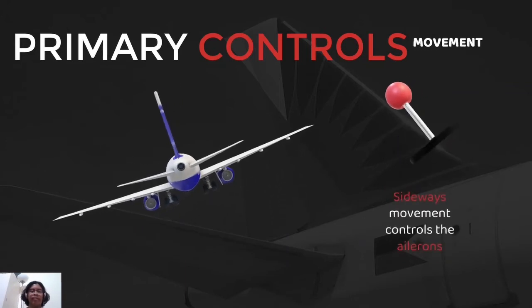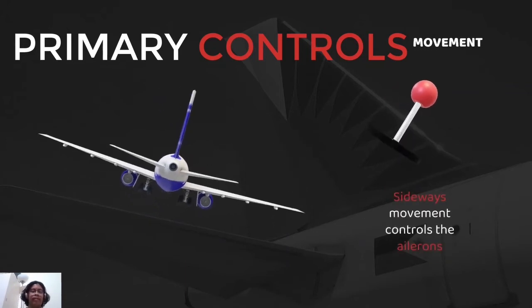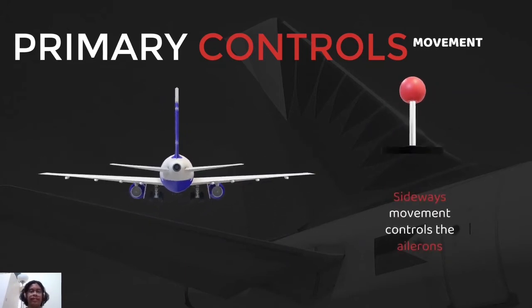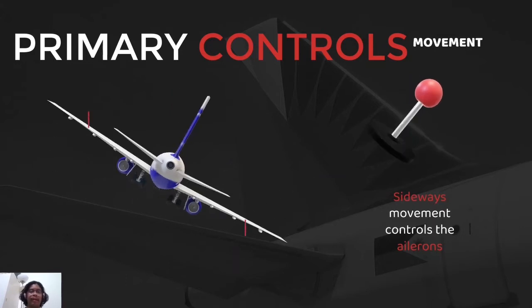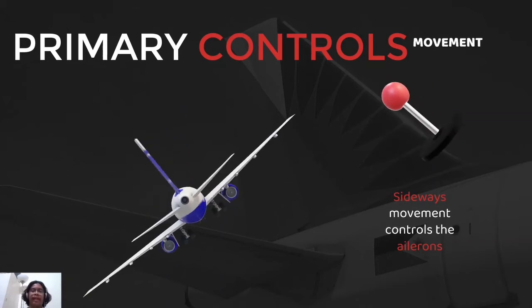The sideways movement of the yoke controls the ailerons, such that when the yoke is turned to the right, the left aileron will deflect upwards to raise the left wing, while the right aileron deflects downward to lower the right wing. Likewise, if the yoke is turned to the left, the right aileron will deflect upward to raise the right wing, while the left aileron will deflect downward to lower the left wing.